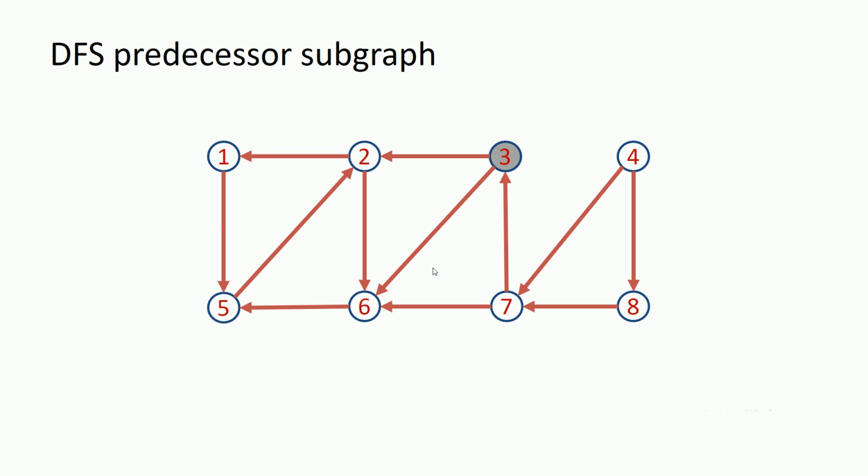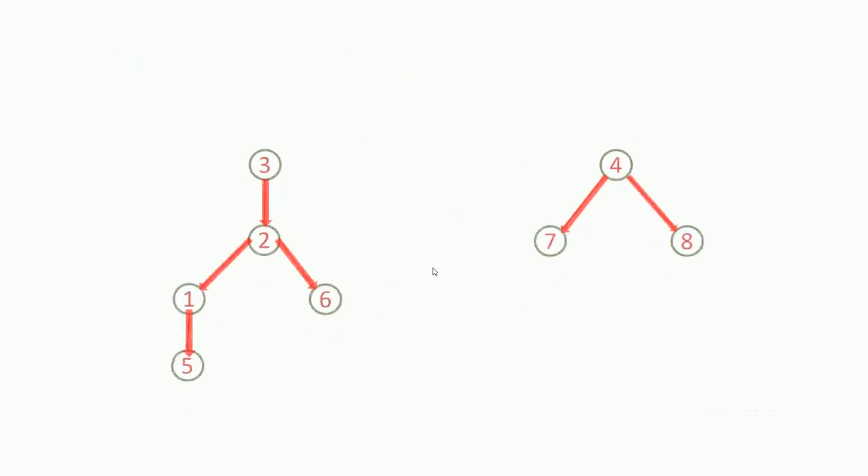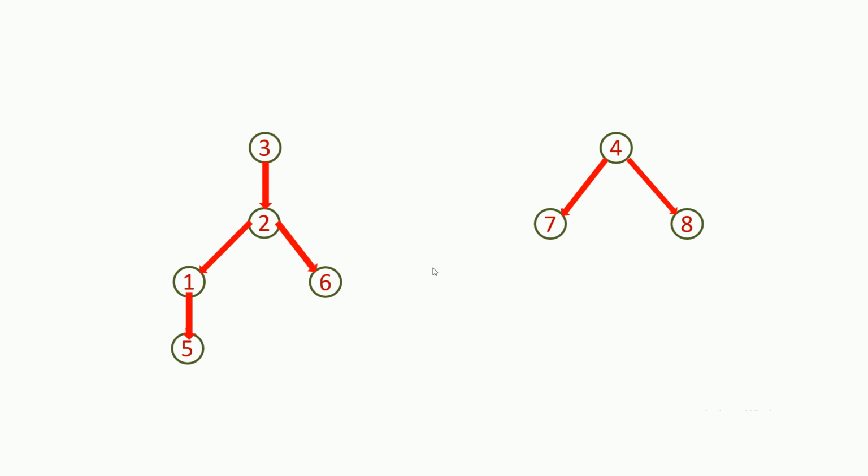So, if we run our DFS algorithm this way, one possible outcome, or one possible predecessor subgraph generated from this DFS call, will look as follows. Note here we have two trees. Hence we refer to this kind of predecessor subgraph as a depth first forest.